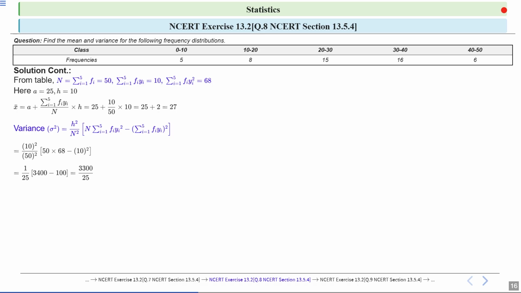Now let's simplify the expression. We get variance equal to 1 divided by 25 times 3400 minus 100, which equals 3300 divided by 25. Finally, we calculate the result. So 3300 divided by 25 is equal to 132. So the variance for the frequency distribution is 132. Therefore, variance sigma squared equal to 132. I hope this question is clear to all of you. So now let's move to the next question.